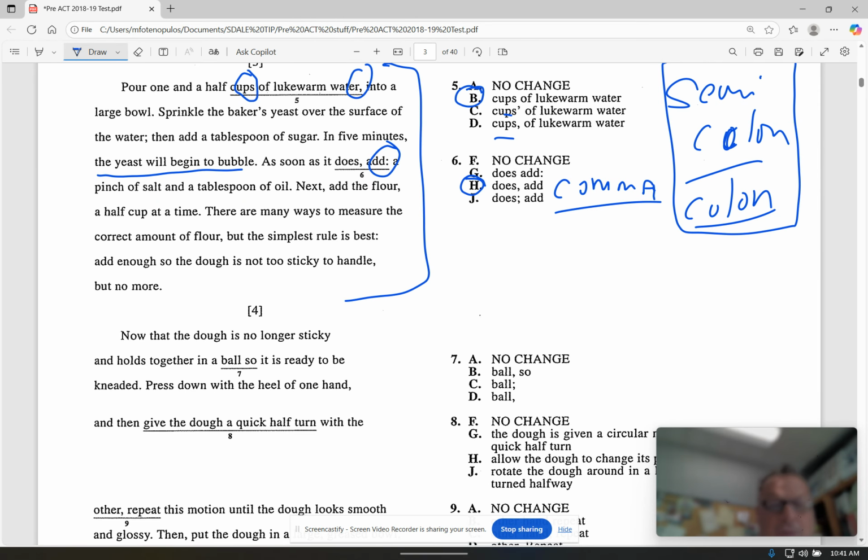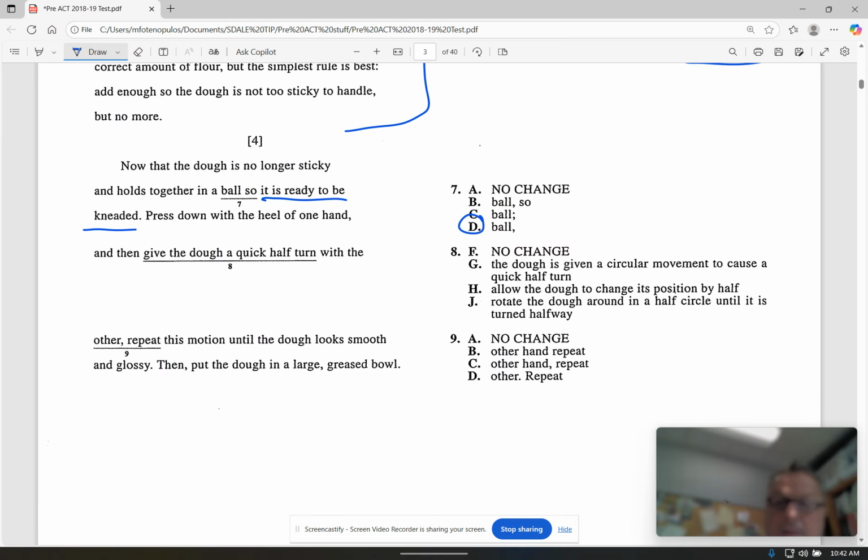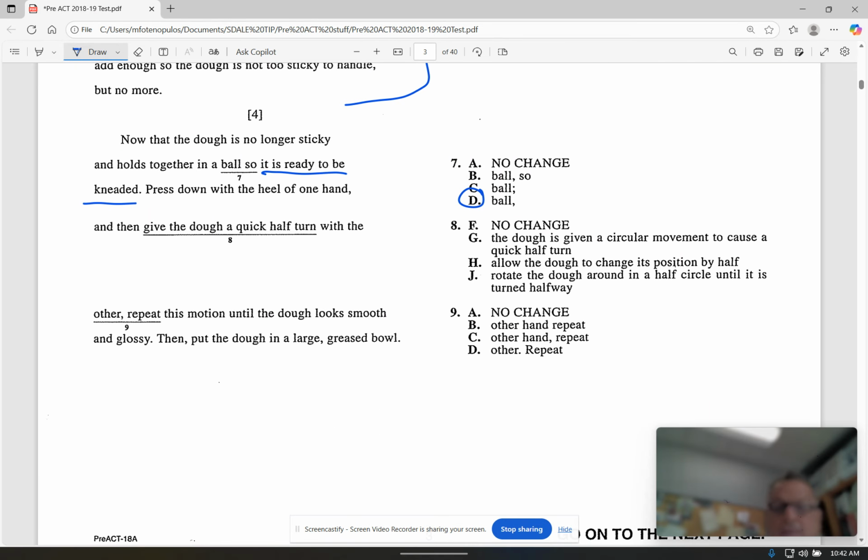Now that the dough is no longer sticky and holds together in a ball, comma, it is ready to be kneaded. There's your sentence. It is ready to be kneaded. So there should be a comma after ball. Boom, right there. Okay.